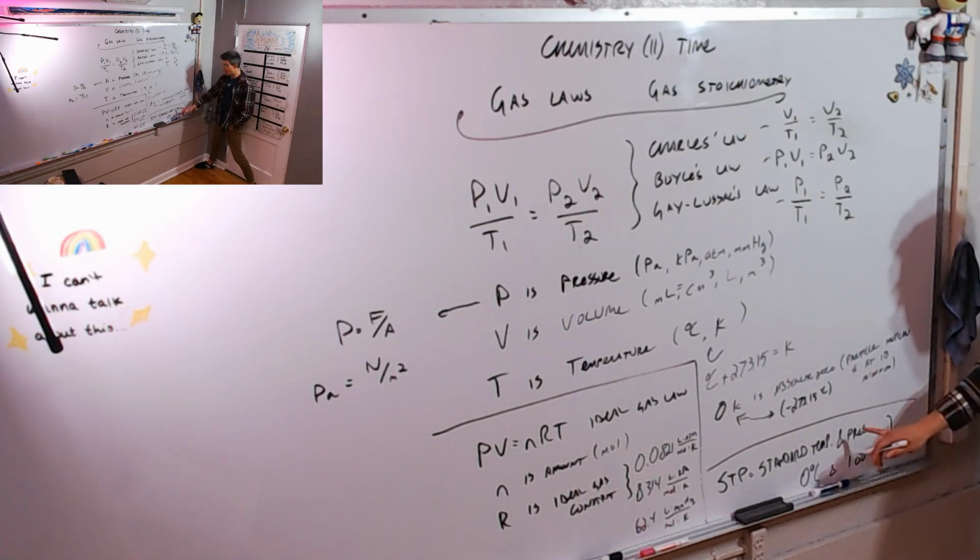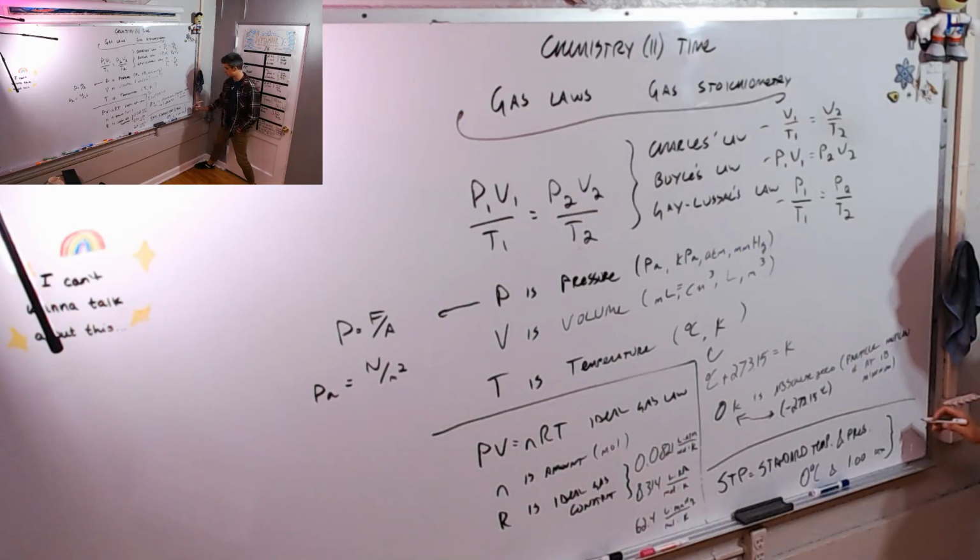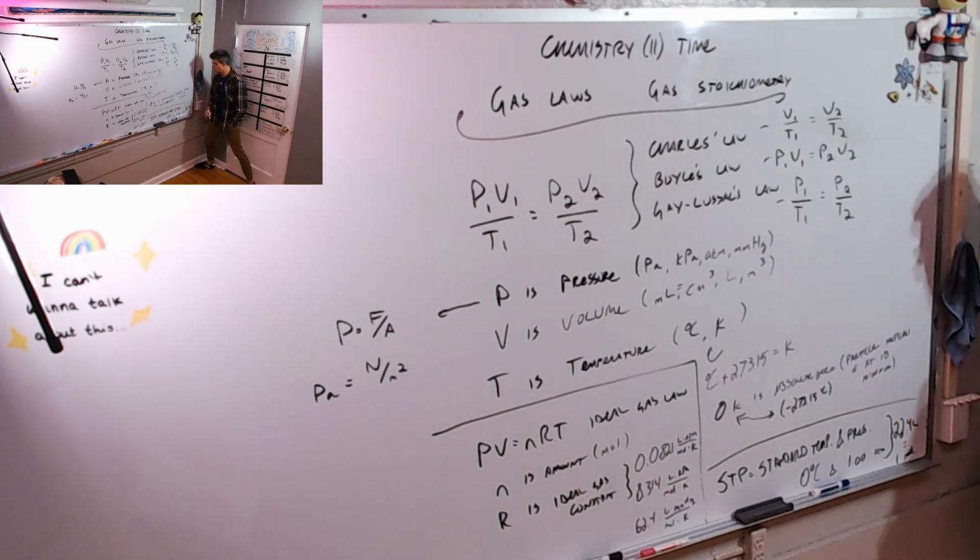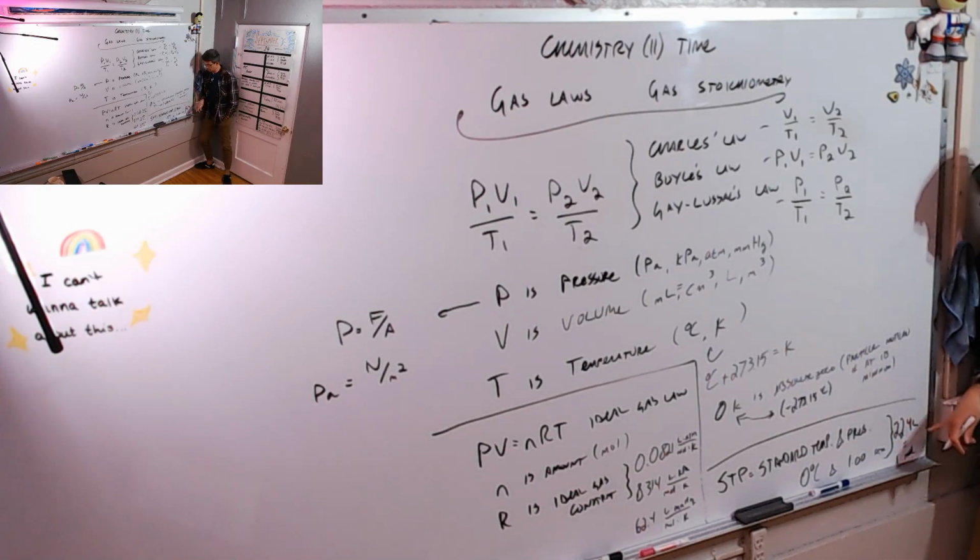So at these conditions, and only at these conditions, we have this very common, very handy conversion: 22.4 liters of any gas equals 1 mole. And so we can convert right from how much gas there is to how many particles are in that gas. And this is called Avogadro's law.